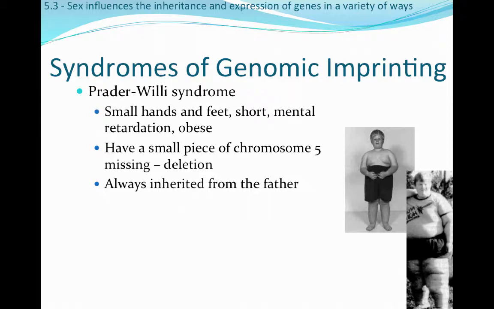Some other syndromes that are results of genomic imprinting include Prader-Willi syndrome. So these individuals are typically going to be male, and they're going to have very small hands and feet, be very short, and have severe mental retardation. They also tend to be heavier set or obese. And what ends up happening with these individuals is that they have a small piece of chromosome 5 that is actually missing. So it's a deletion, and that deletion is always inherited from the father.